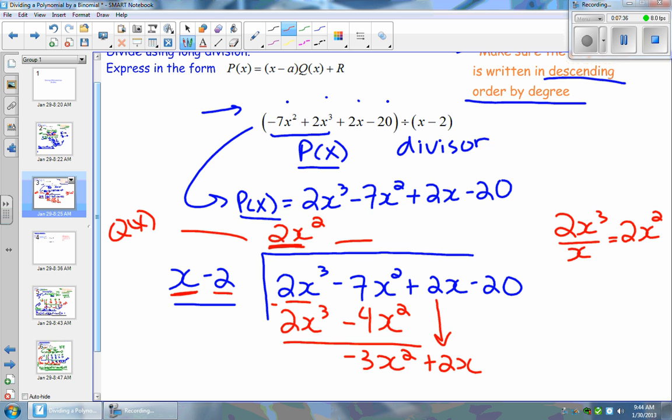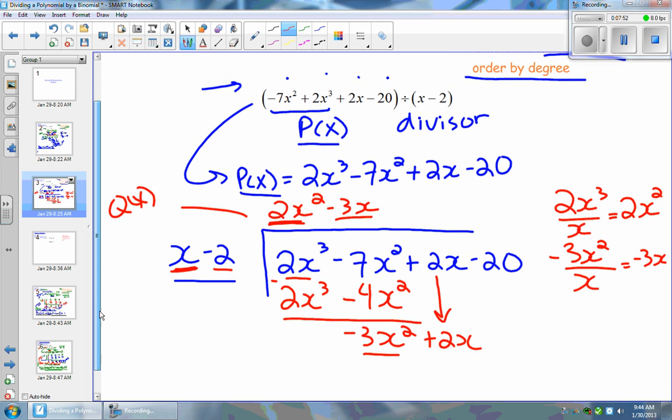Okay, so let's find the second term of my quotient here. To find the second term of the quotient, take this negative 3x squared and divide by the first term of the divisor, which is x. And we get a negative 3x. That is the next term of my quotient, and that goes right on top, just like that.